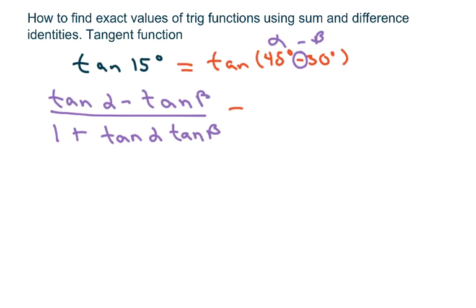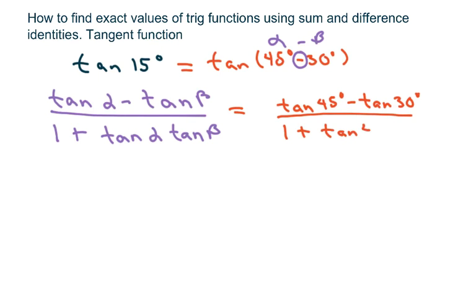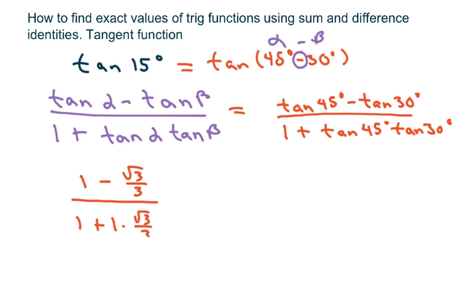Now that I have my alpha and beta, I just substitute, so I have tan of 45 minus tan of 30 over 1 plus tan 45 times tan of 30. So for the numerator, we get tan of 45 is 1 minus square root of 3 over 3. Also, for my denominator, I get 1 plus 1 times square root of 3 over 3.